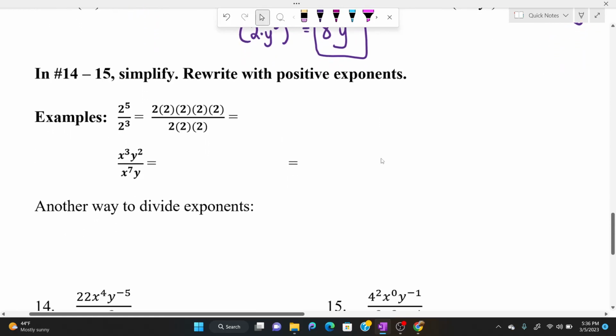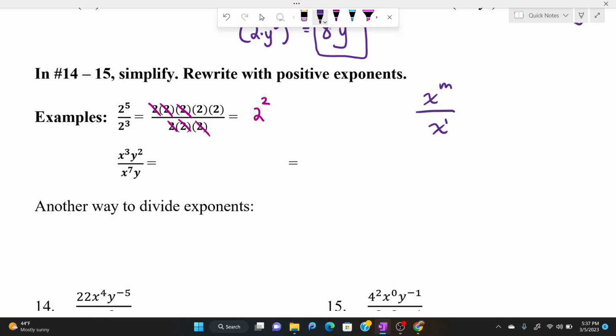All right, moving right along here. So now we're going to see when we are dividing two exponents with the same base, you can see how many factors of 2 are going to cancel here. So I would get 2 squared. And the rule is if I have the same base, so suppose I have x to the m divided by x to the n, that is equal to x to the m minus n.